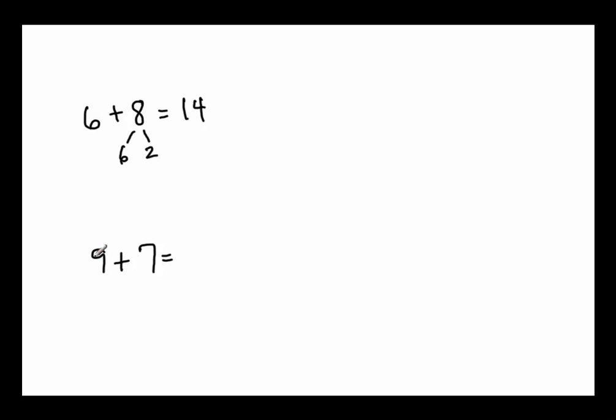I'm going to do one more. 9 plus 7. Which of these is smaller? 7 is smaller. So I'm looking at this number. 9 is 7 and what? 7 and 2. So 7 and 7 make 14. 7 plus 7 is 14, plus 2 more. So 14 plus 2 is 14, 15, 16. 16 is my answer. And that's what 9 plus 7 is, 16.